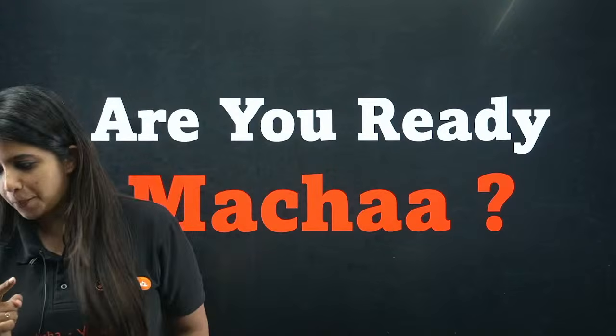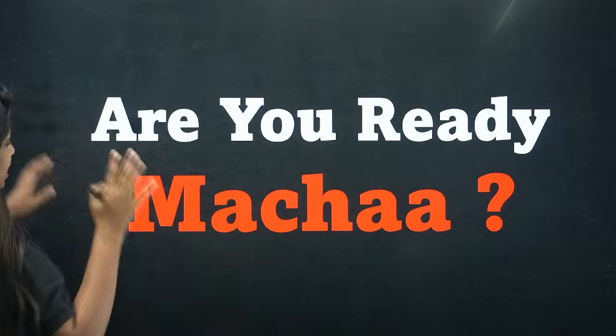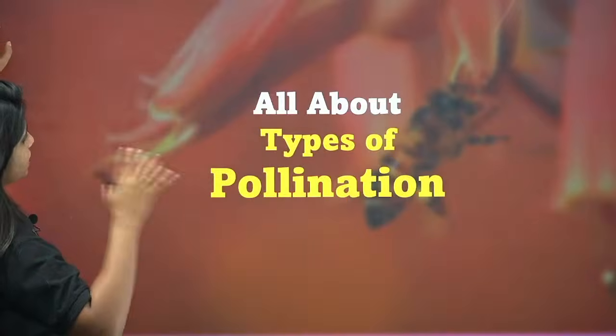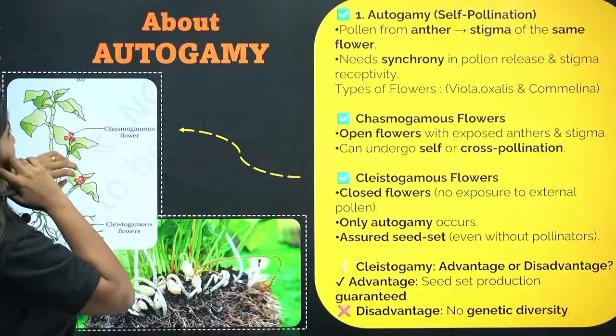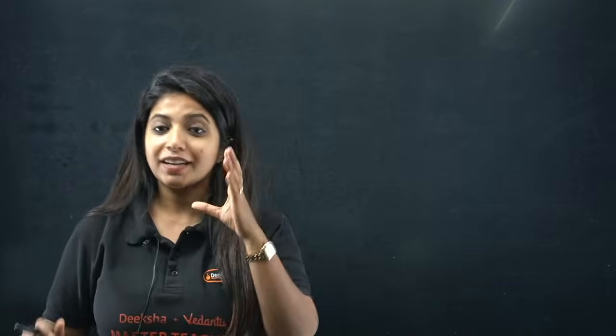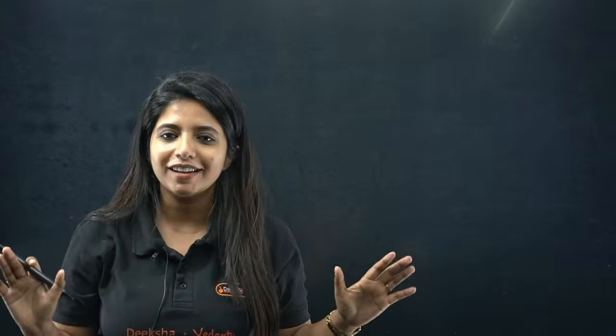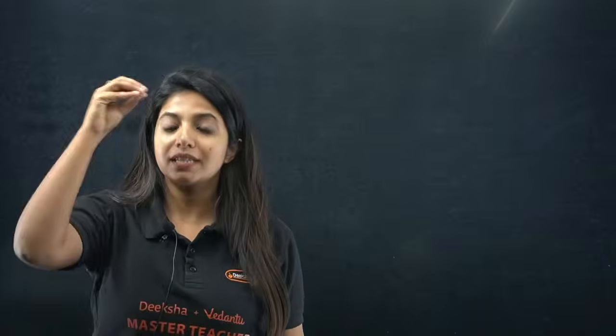Okay, so with that belief that we are ready for acing today's session, the first thing we're going to talk about is the types of pollination. But before I go ahead, what exactly do you mean by pollination? Pollination basically means just one thing: transfer of pollen grains to the stigma of the flower. That's all. Please understand that.